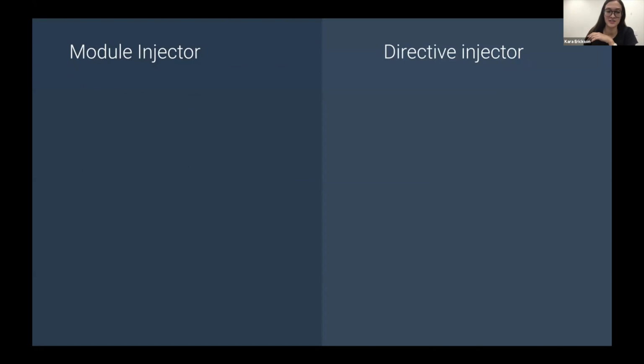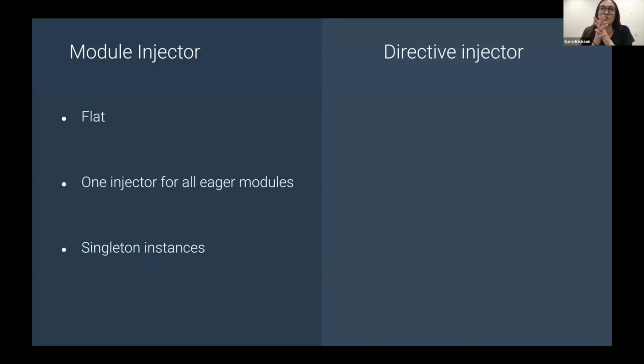So the module injection system is the simplest use case, right? You get exactly one injector for all of your eager modules. And all of the providers that you get are singletons. So for every token, you have exactly one value. And it's completely flat. So if you have a module that's deeply nested in the module tree, it's at the very bottom, and you provide something there, that provider will also be available in the very top root module, and vice versa.